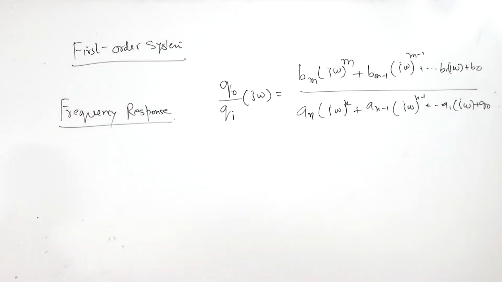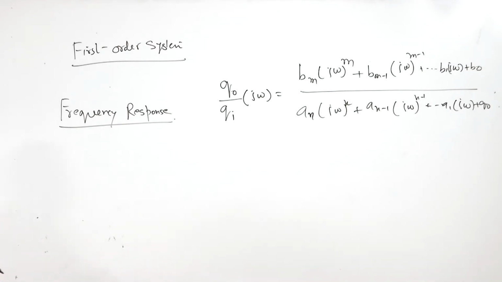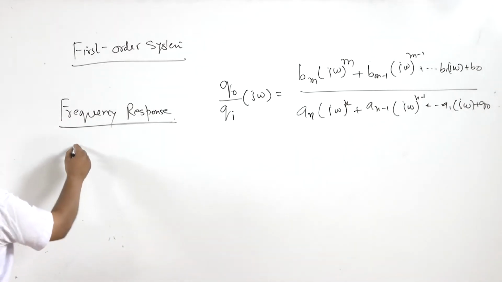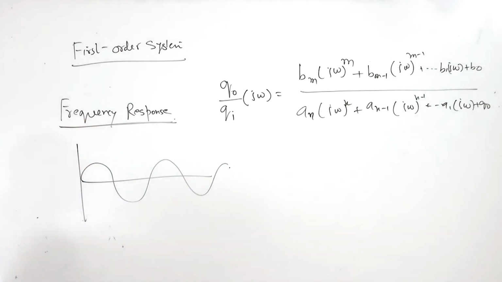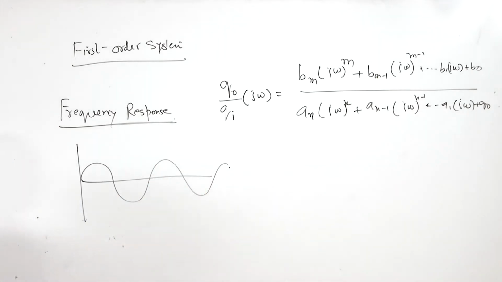Earlier we were discussing the step response, the ramp response, or the impulse response of first order measuring instruments. Now this is frequency response. Suppose there is a sinusoidal input. How is the system going to behave? Will the measuring system also have output like this, or will it have a different type of output?